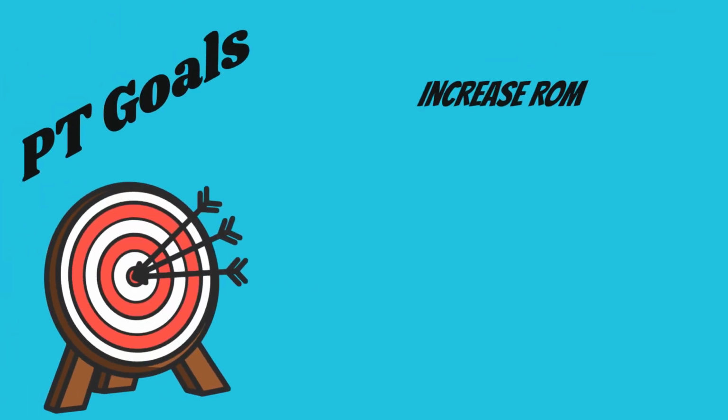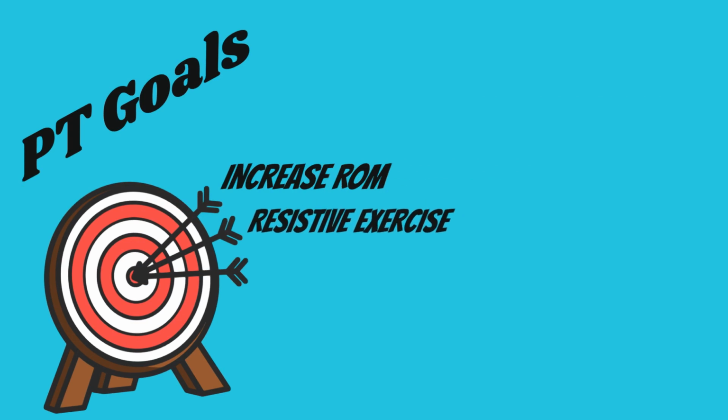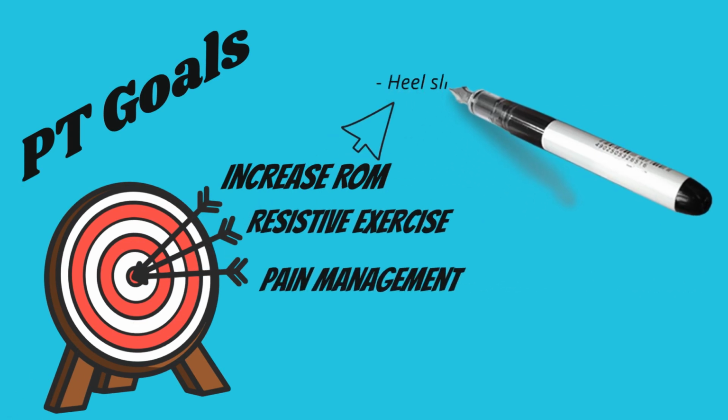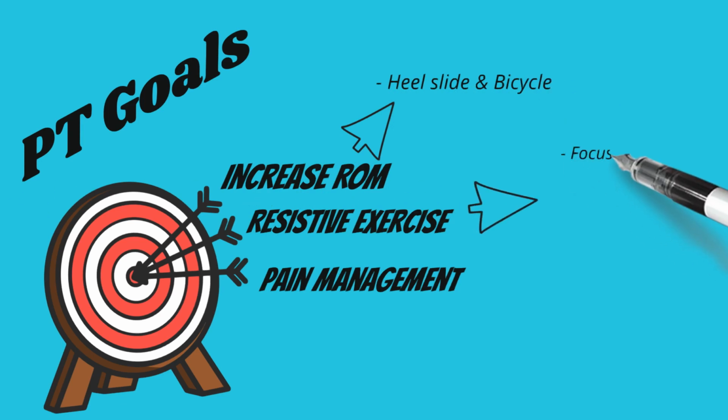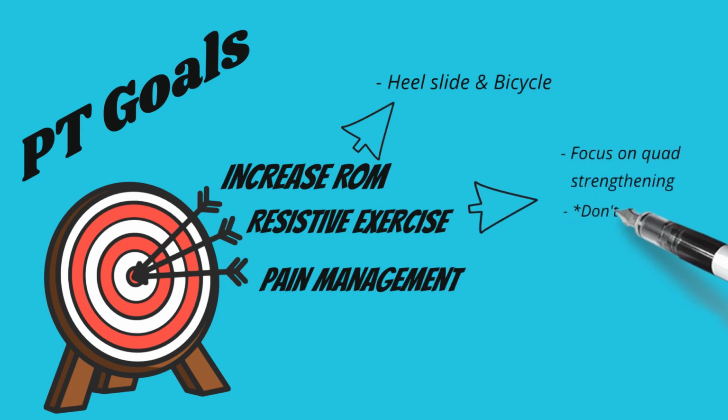Physical therapy goals include increasing range of motion, starting light resistive exercises, and pain management. This can include activities like heel slides, stationary bicycles, and quad strengthening exercises. Be sure to incorporate functional activities as well, such as squatting and stair climbing.